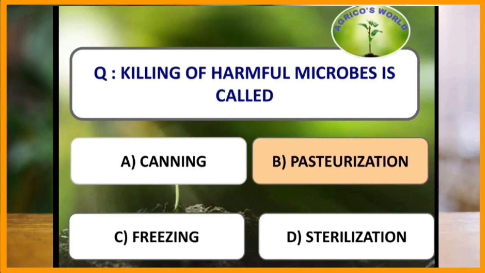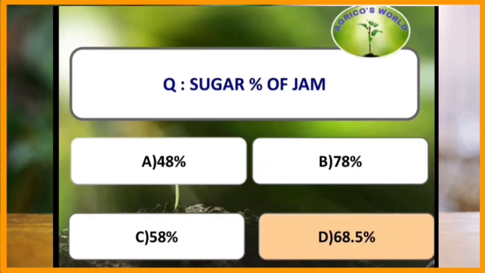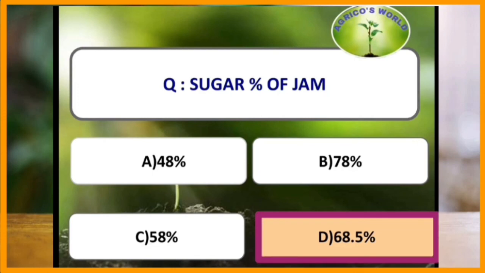What is the killing of harmful microorganisms called as? The killing of only the harmful microorganisms is known as pasteurization, which takes place at 85 to 90 degrees centigrade for 30 minutes. Pasteurization kills only the harmful microbes, whereas sterilization kills both the beneficial and harmful microbes. What is the sugar percentage of jam? Sugar is added according to the acid content. Approximately, the sugar content in jam is 68.5%.